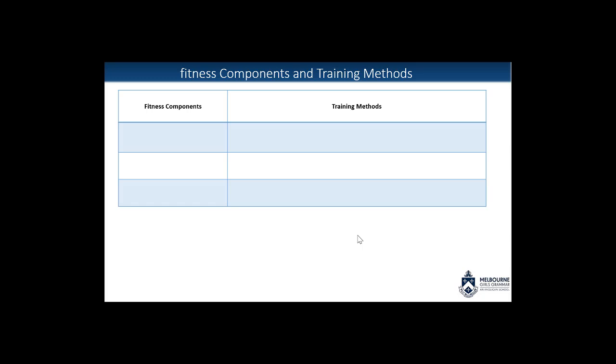For your task 3, or mastery task 3, it would be ideal to have a general weekly outline that says the fitness sessions that you are doing, the training methods that you're using, and the fitness components you are targeting, and then go and draw those out a little bit.